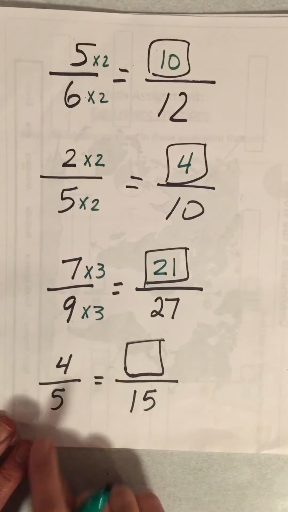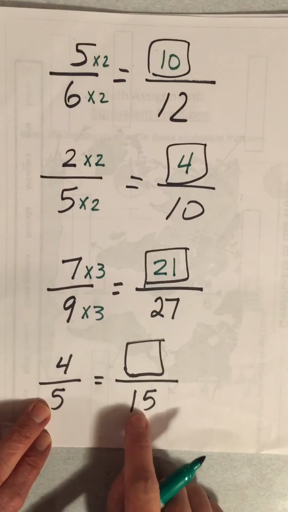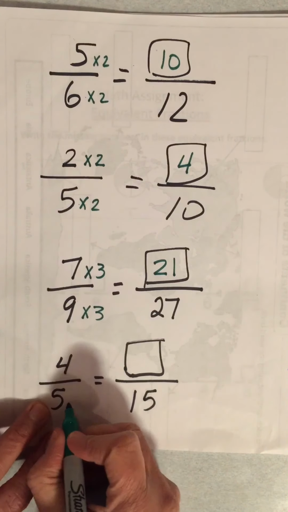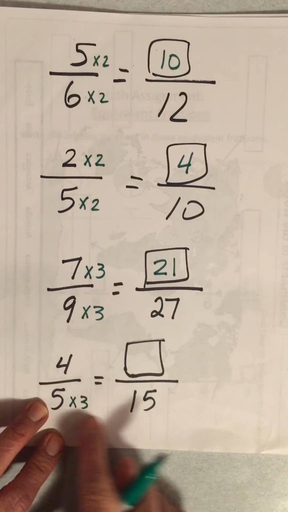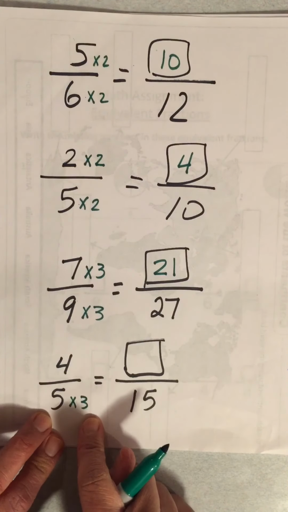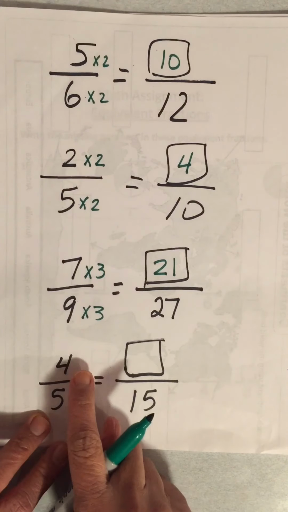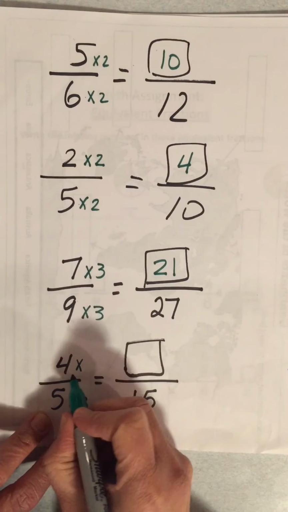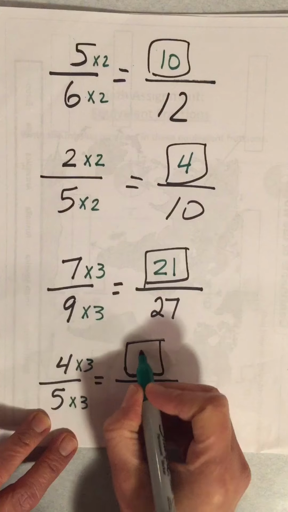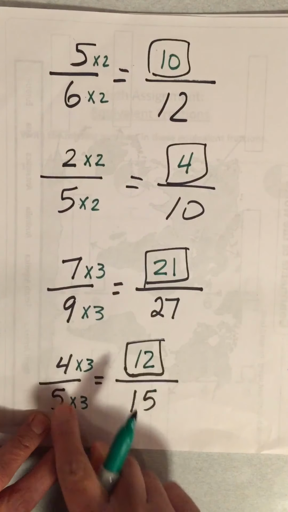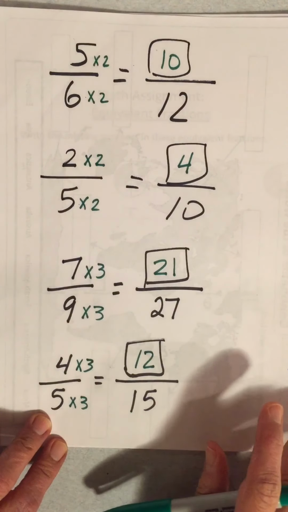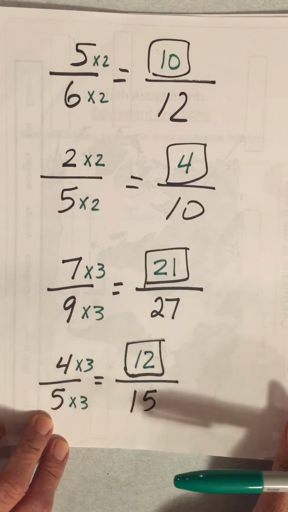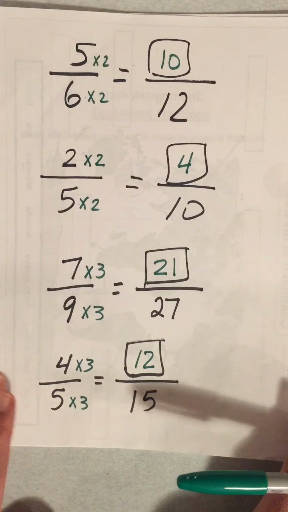How about here? 5 became 15. What happened? 5 times 3 equals 15. If I multiply the denominator by 3, I multiply the numerator by 3. 4 times 3 is 12. 4/5 is the same as 12 over 15, or 12/15. I don't know, it's hard to say, but I hope you get the idea.